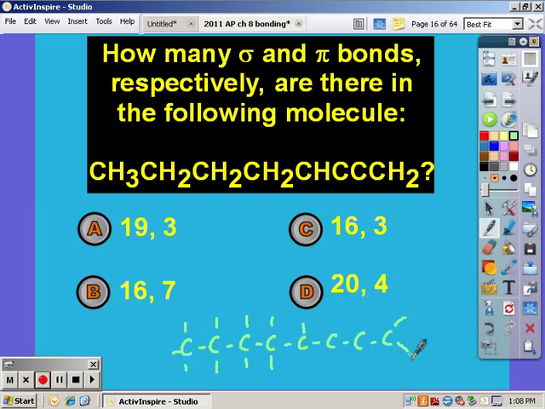So now I can go back, and each carbon should have 4 bonds. I can't add one there because then that carbon would have 5, so I have to add it on the right. And so that's the structure.